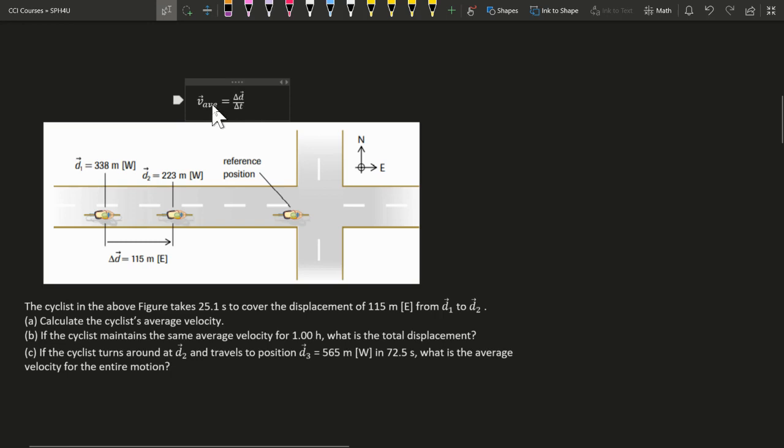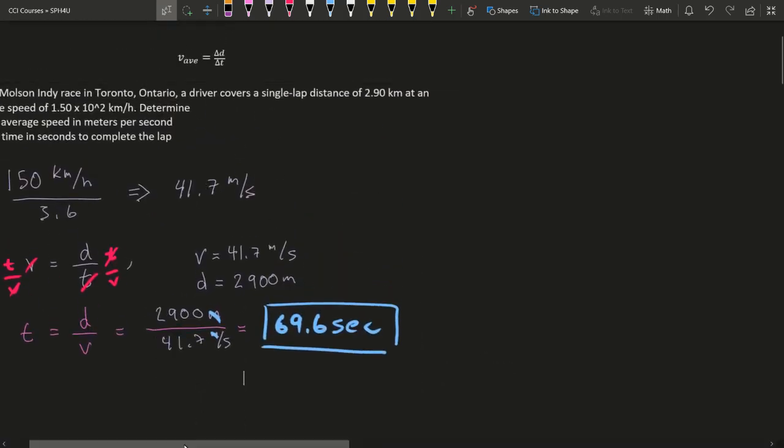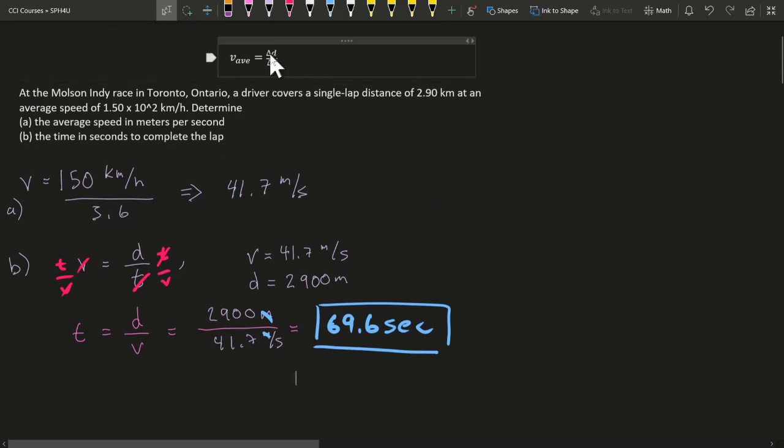Because remember, this formula depends not on the path that you take, but on the change between the two positions, the initial and final positions. Whereas the speed formula takes into consideration the path that you take, because this part of the formula is total distance traveled, regardless of the direction.